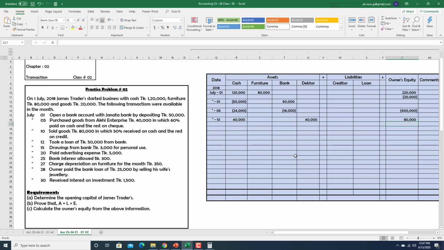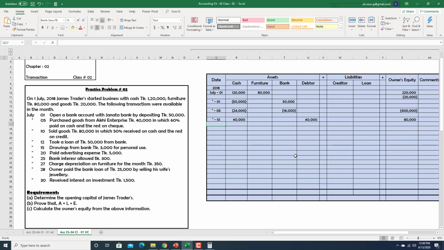Okay, this is the solve of the transaction dated July 10. You can see 5 and 10 are both very important transactions, and I'm sure you will get this type of transaction in your question paper. So learn them very carefully and practice repeatedly, so that you can easily remember how to solve this type of transaction.